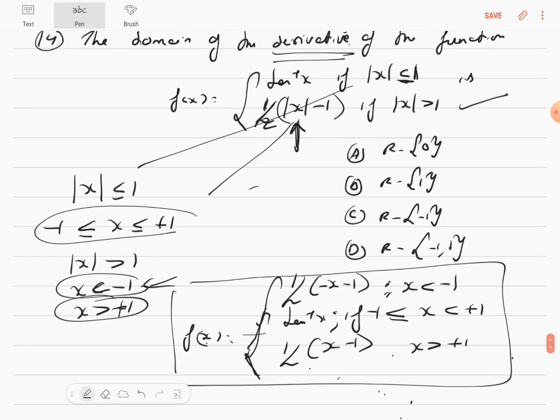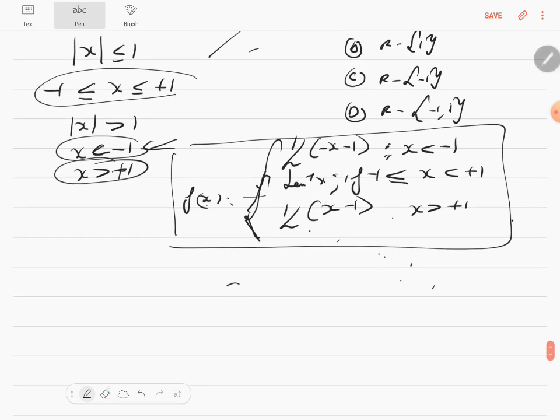Okay, differentiable. So what we do is check the continuity, because if it's differentiable, it will obviously be continuous. For a differentiable function, it should be first continuous. So let's check the continuity. Because this is minus 1 and plus 1, let's approach minus 1 from the left and right and plus 1 from the left and right.